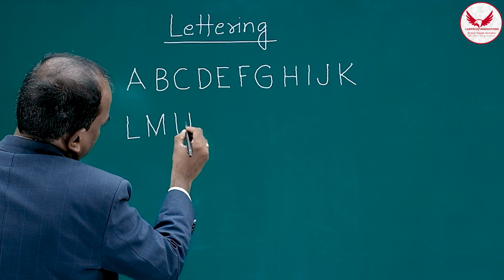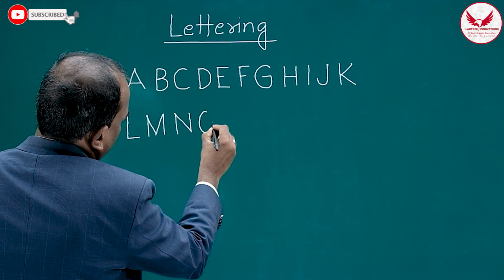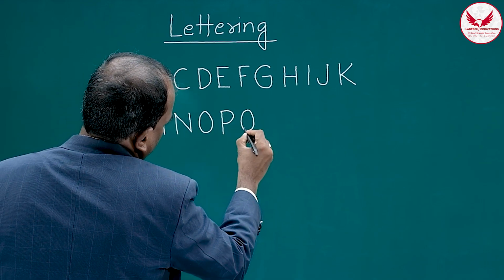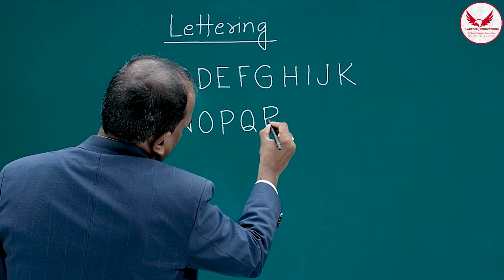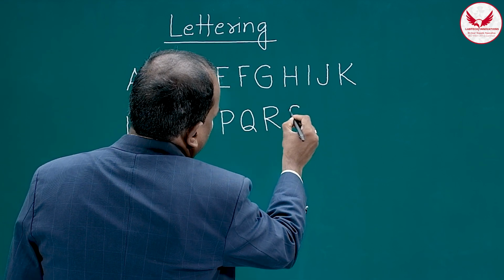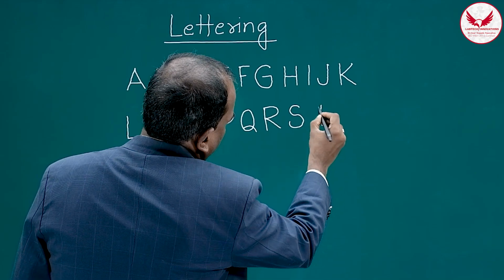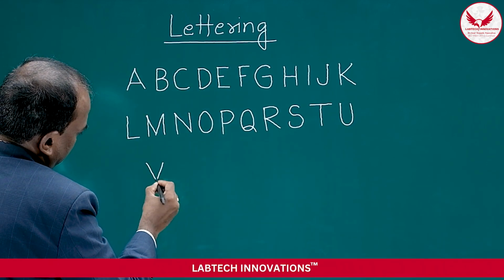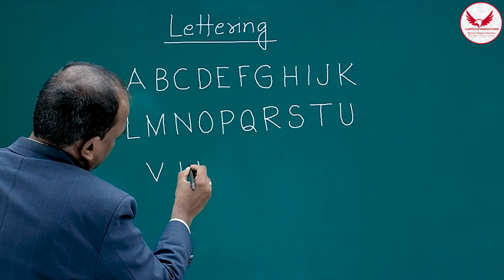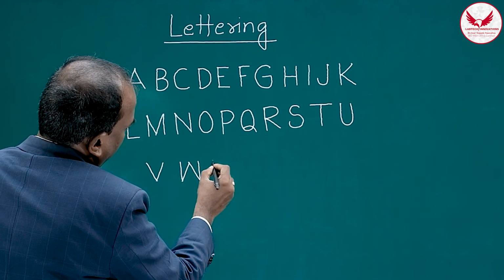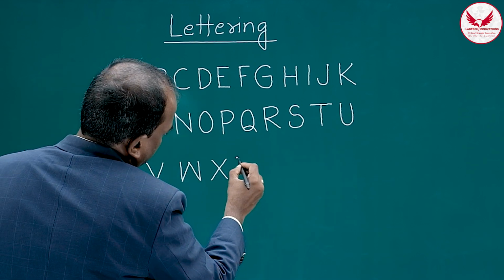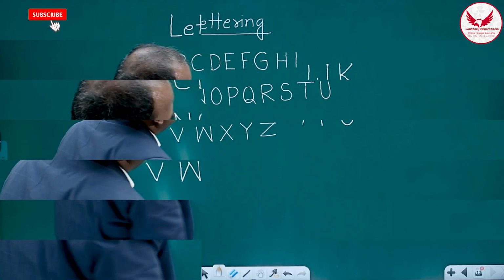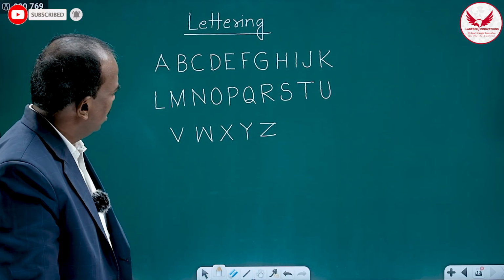Then N, O, P, Q, R, then S, T, U, V, W also difficult, W, then X, Y, Z. In this subject, observation is very important while drawing. So you can see how I have drawn all this.